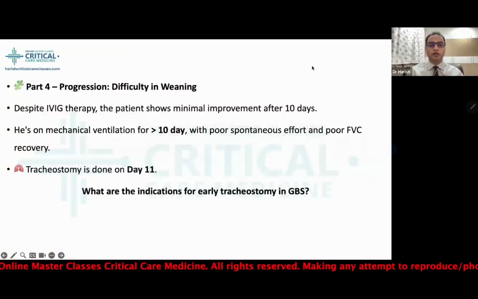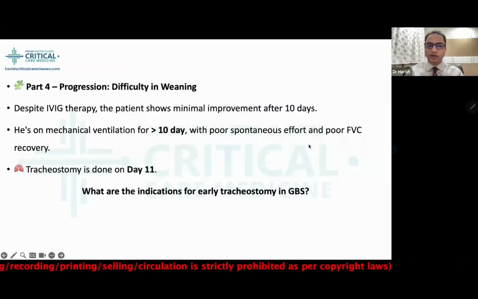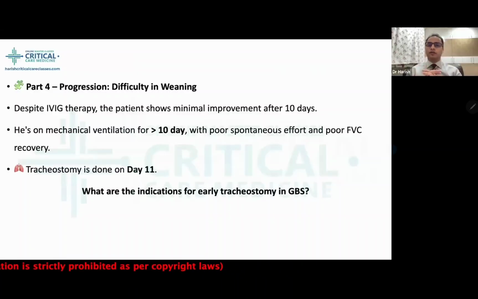So next, move on to our patient. There is a progression, difficulty in weaning. Okay. Despite IVIG therapy, the patient shows minimal improvement after 10 days. He is on mechanical ventilation for more than 10 days with poor spontaneous effort and poor forced vital capacity. No very good recovery is expected. So then what did we do? We did a tracheostomy on day 11.